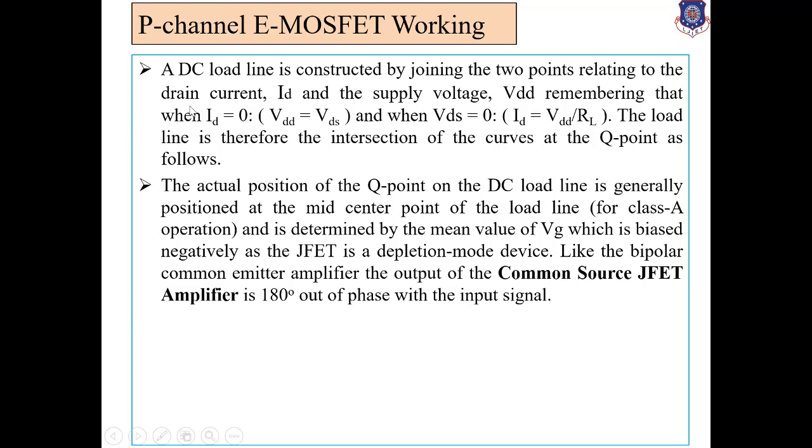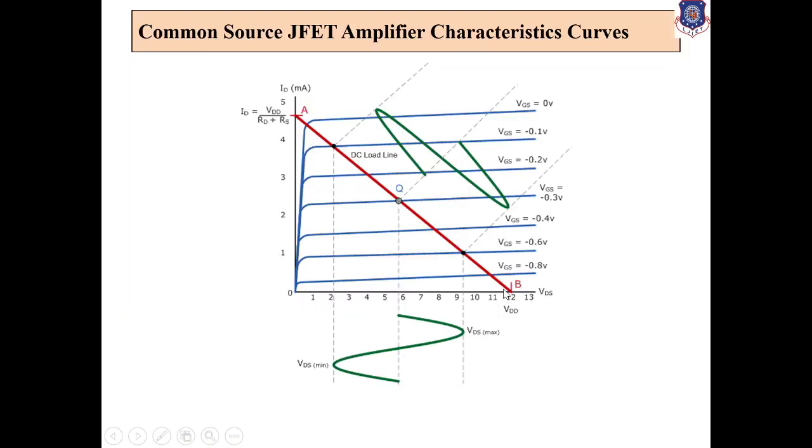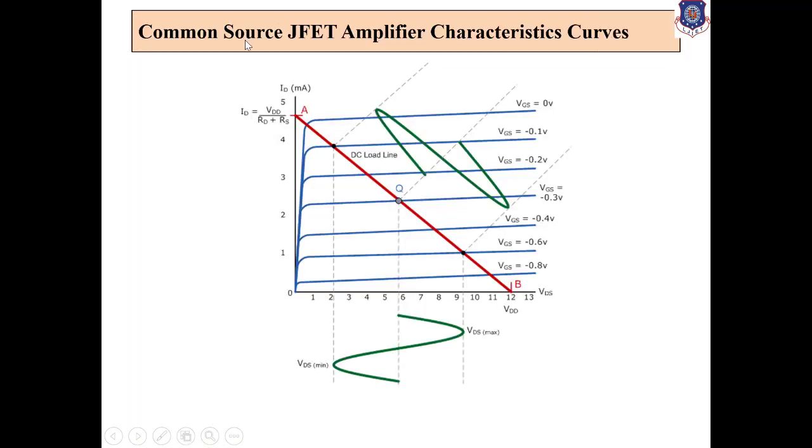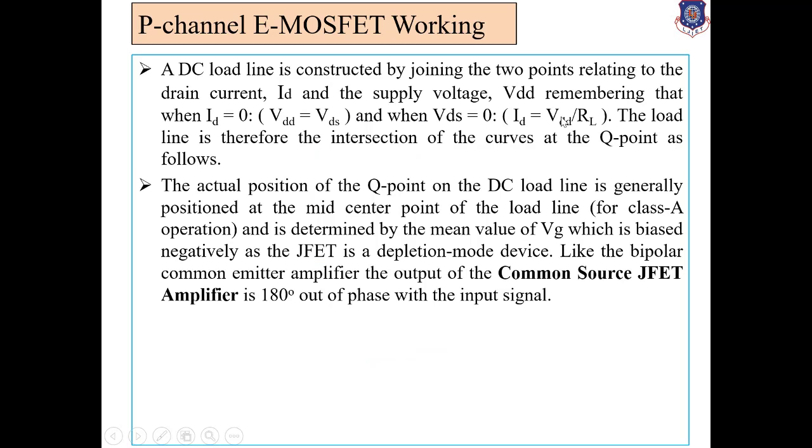Dear friends, I have written here both conditions that I have discussed in the graph. Once you assume ID equal to 0, you will find the point where VDD equals VDS. I have written here that when ID equals 0, VDD equals VDS. And the other point is when VDS equals 0, at that time you will get a particular value of ID, and that is IDSS or the maximum drain current. So that is V by R, VDD by RL.